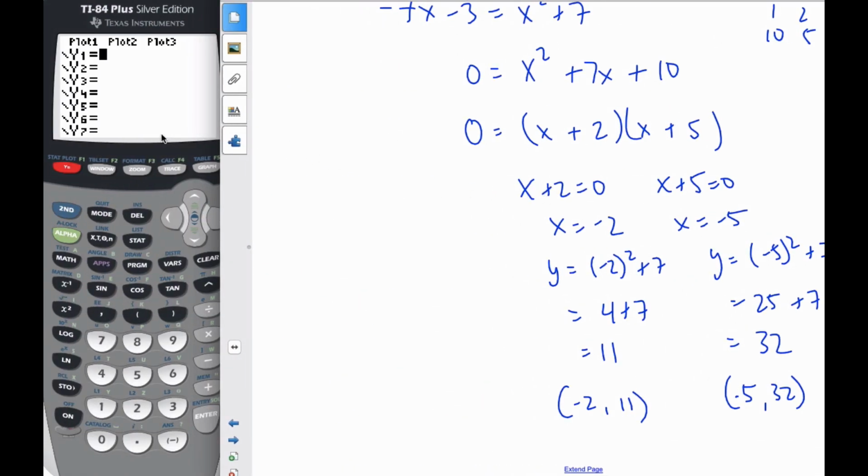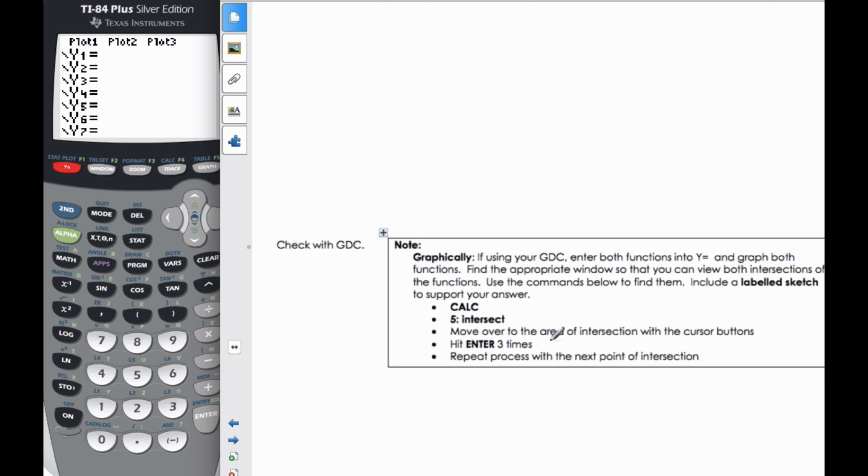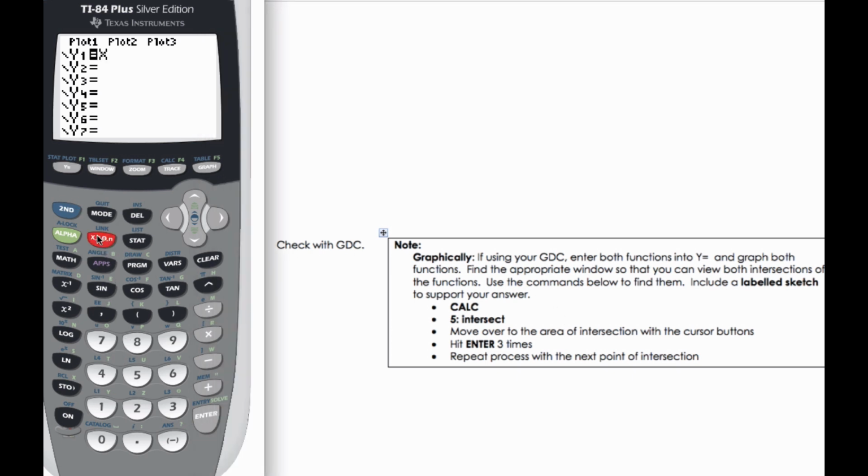On our test, we're not going to have our calculator, so just to remind you, we can do this in our GDC as well. And here are the steps we're going to do. I'm going to first put the equations in. So I know it was x, this button is x squared. What was it? Plus 7? Plus 7. And then y2 is going to be a negative 7x minus 3. And then I'm going to graph it.